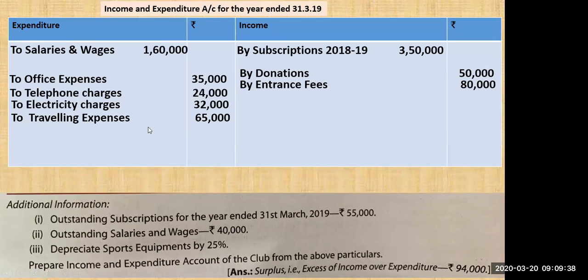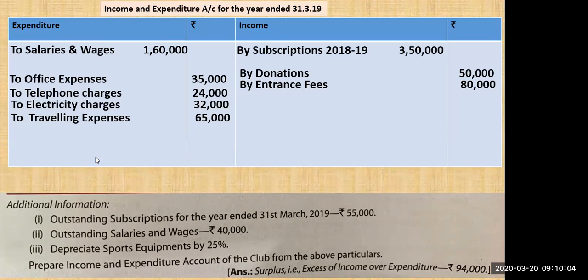Then we'll proceed to adjustments. Now these are the adjustments given. Outstanding subscription for the year ended 31st March 2019 is 55,000. So this 55,000 relates to the current year. It will be added to income. And the second effect is on the liability side of the balance sheet.